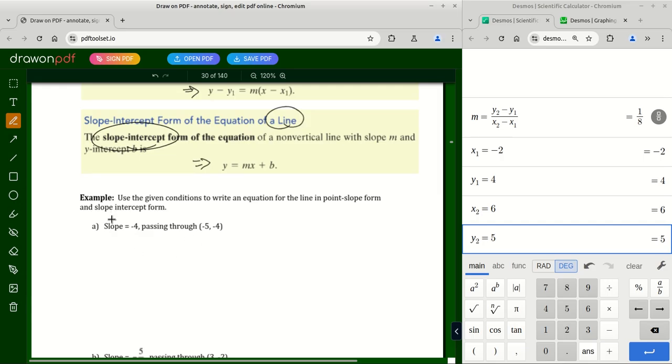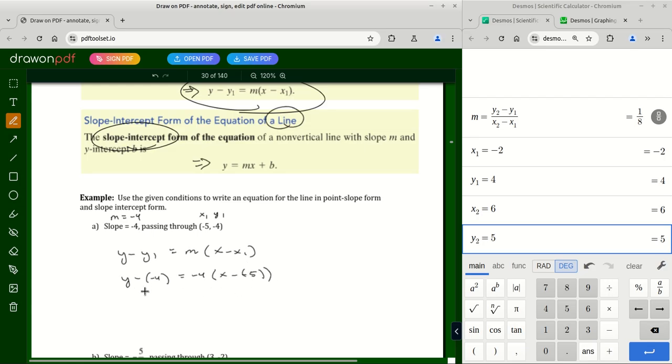So we have our slope, that's our m, m is negative 4. And then we got an x1 and a y1. And so I'm going to use this formula right here first. So let me rewrite it, and I'm going to plug them all in. So y1 is a -4, slope is a -4, and x1 is a -5.